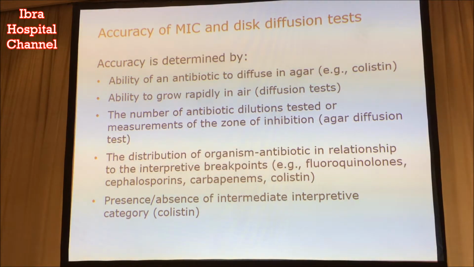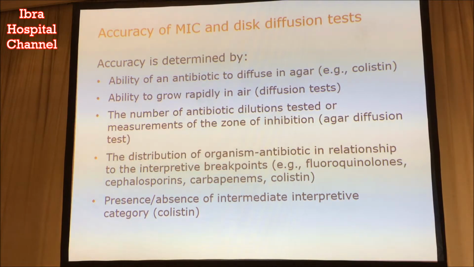The number of antibiotic dilutions that are tested and the measurement of the zone of inhibition will also determine the accuracy of the test. If you test more dilutions, your test is going to be more accurate. If you measure the zones of inhibition more finely, that also improves the accuracy of the testing. The distribution of the organism and antibiotic in relationship to the interpretive breakpoints, I've already said, is important. Some antibiotics, like the fluoroquinolones, the extended-spectrum cephalosporins, the carbapenems, and colistin, are all distributed near the interpretive breakpoints. So if we say our test is not very accurate for certain antibiotics, more times than not it's going to be due to this, because they happen to be distributed near those interpretive breakpoints.